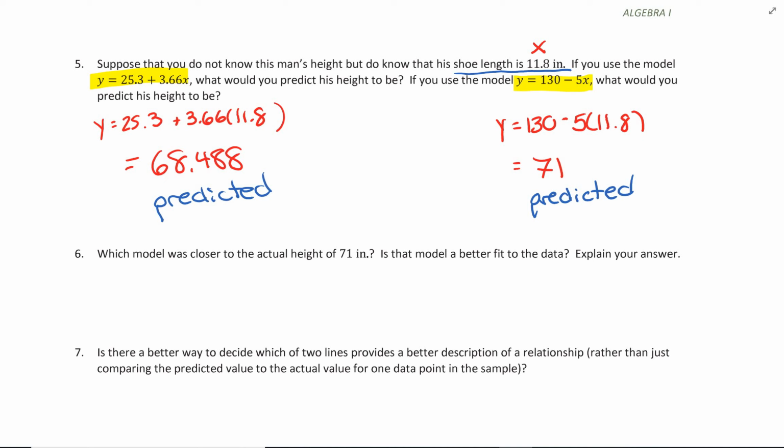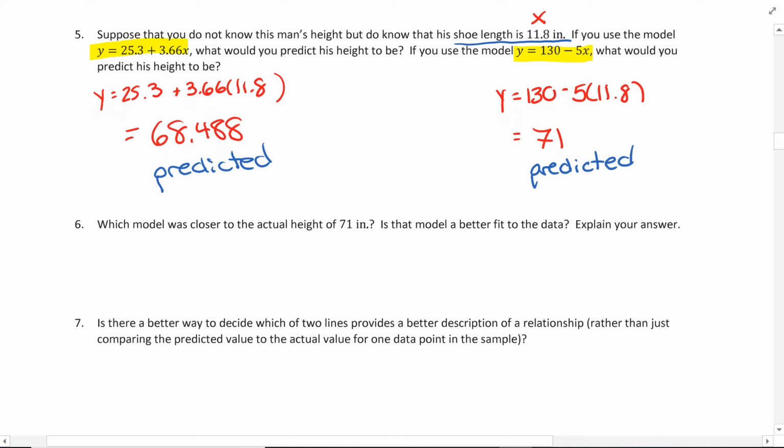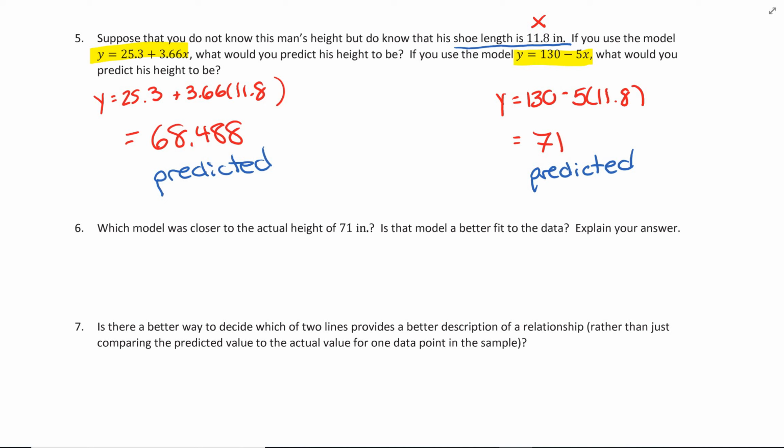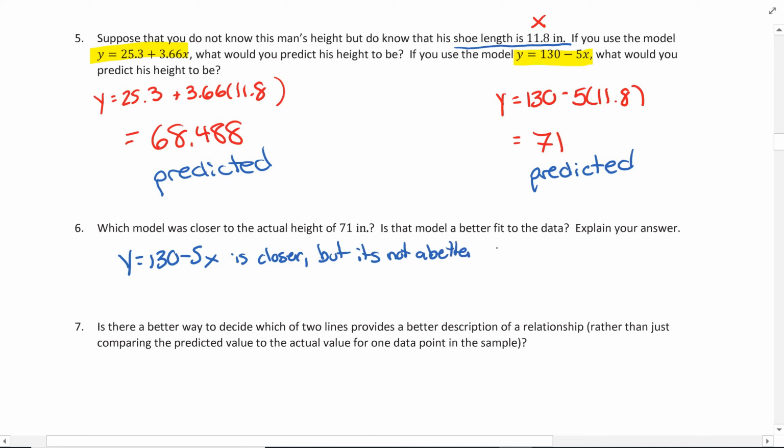So, again, his predicted height should be 68.488. Which model is closer to the actual height of 71? Is that model a better fit to the data? Again, we already talked about it. Y equals 130 minus 5x is what is closer, but it's not a better fit. Again, we already talked about how it's close to 2 coordinates, but it's not close to any of the other coordinates.